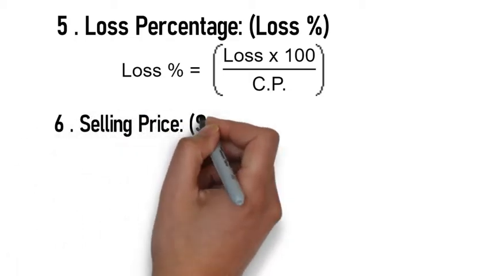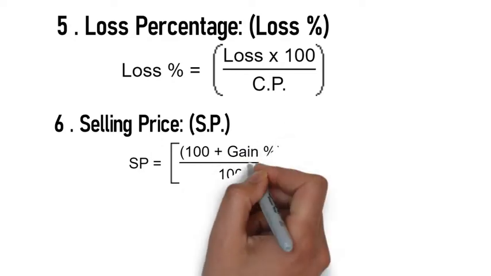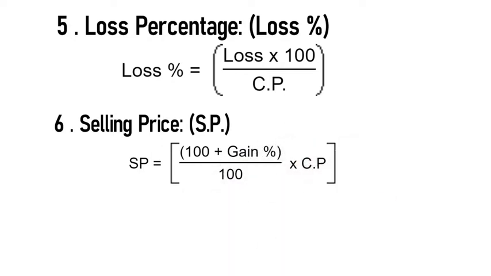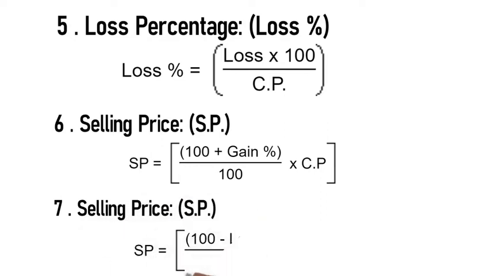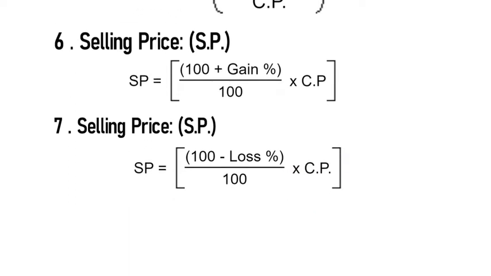Selling price, SP. SP equals (100 plus gain percent) by 100 into CP. Selling price, SP. SP equals (100 minus loss percent) by 100 into CP.